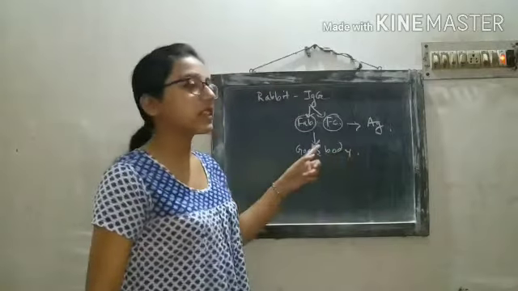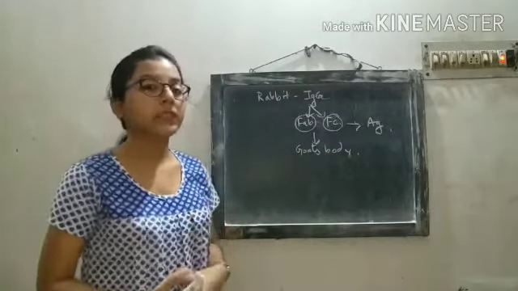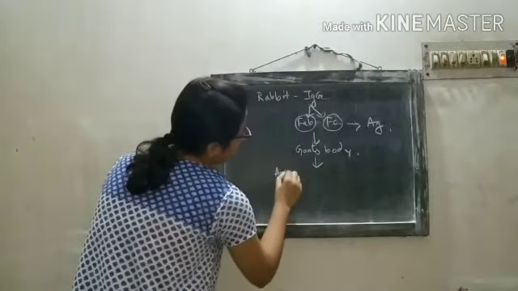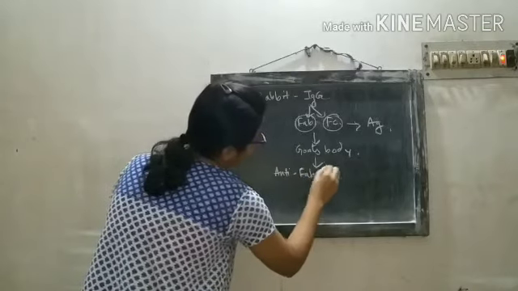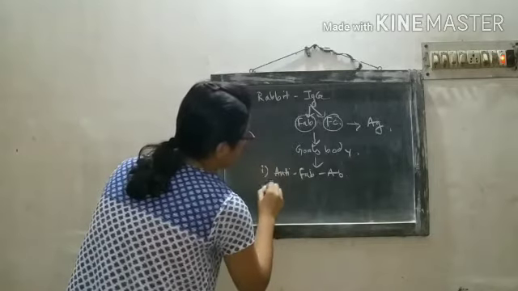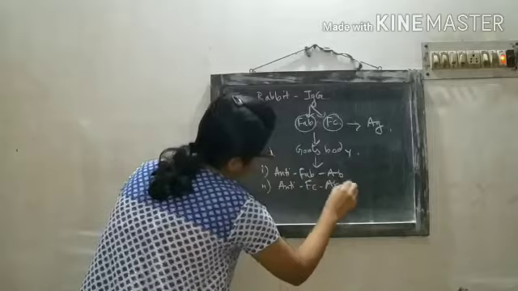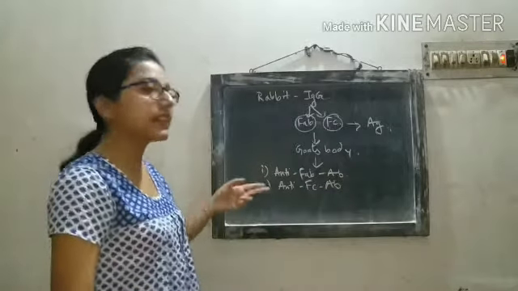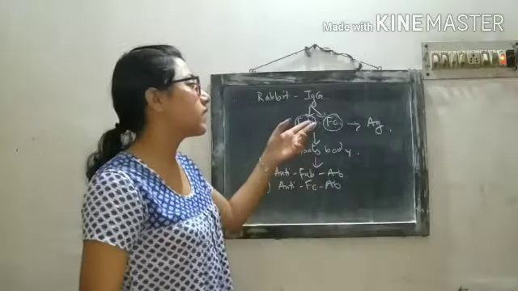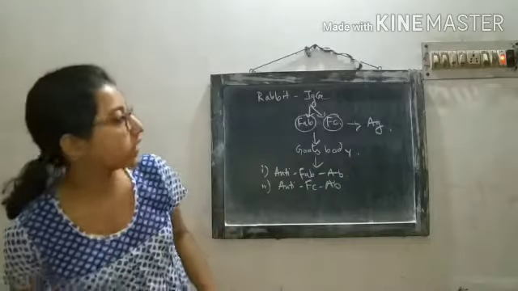So once antigen is injected into the goat's body, antibody will be developed. And what type of antibody will be developed? So 2 types of antibodies will be developed: anti-Fab antibody and anti-Fc antibody. These are the 2 types of antibodies that will be generated against the rabbit immunoglobulin G. So now let's proceed further.